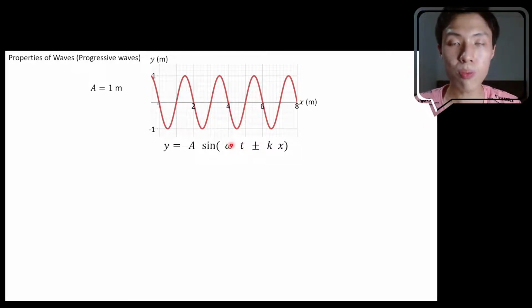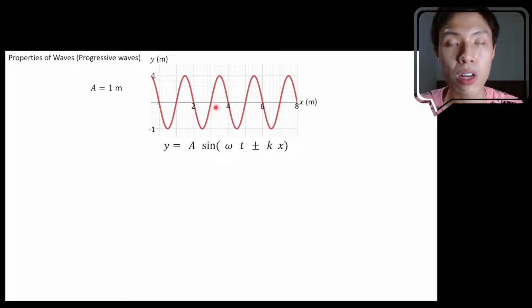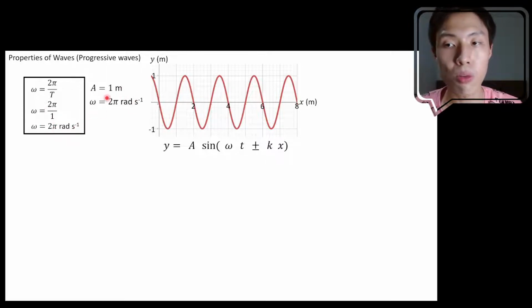So how do you know the period? You need to start the animation and measure the time it takes to complete one wave cycle. Let's say I have already measured the period to be 1 second. That means it takes 1 second to complete one wave cycle. Then what will be the omega? 2 pi divided by the period of 1 second. Therefore, the angular frequency is 2 pi radian per second. So this is our omega.